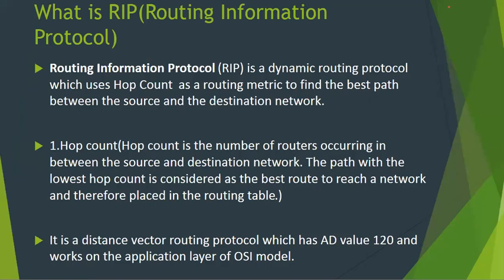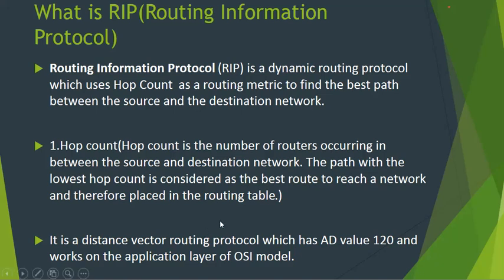Routing information protocol is a dynamic routing protocol which uses hop count as a routing metric to find the best path between the source and the destination network. So what is hop count? Hop count is the number of routers between the source and the destination network. The path which has got the lowest hop count is considered the best route to reach the network. And that's why we place that in the routing table.